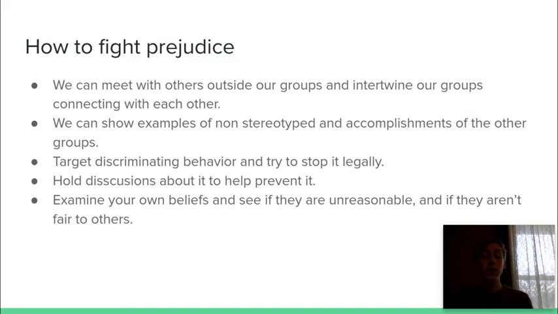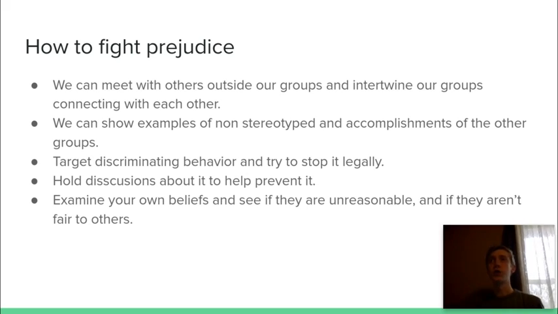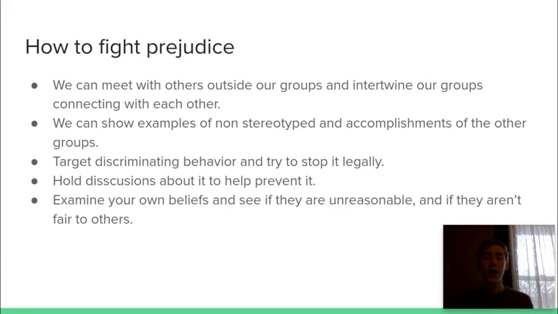Now, you can also show examples of non-stereotyped people and accomplishments of other groups. For example, you can take people that are black. Some people stereotype them as being dumber than others, but you can take some of their test scores and show that's not true.